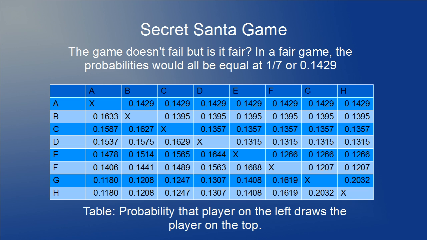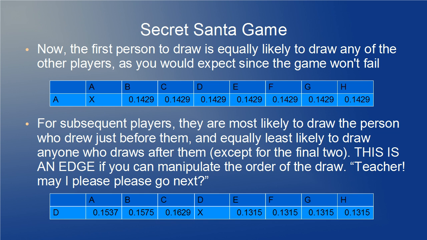Now that we've prevented failure, the first person to draw is equally likely to draw any of the other players, as you would expect, since the game won't fail, and failure was the only thing distorting the numbers in the first row of the table. So that's nice. It's fair for one person with respect to whom that person is drawing.